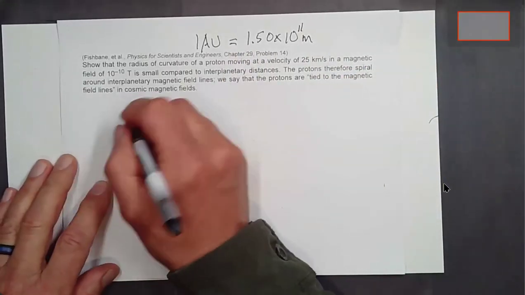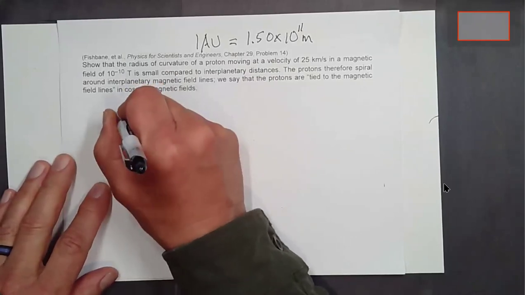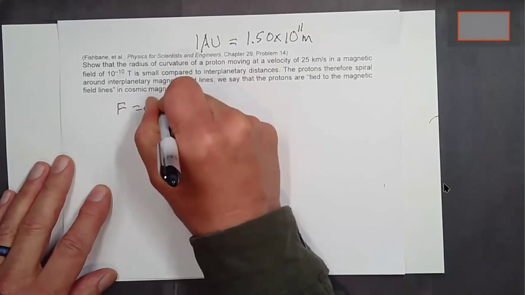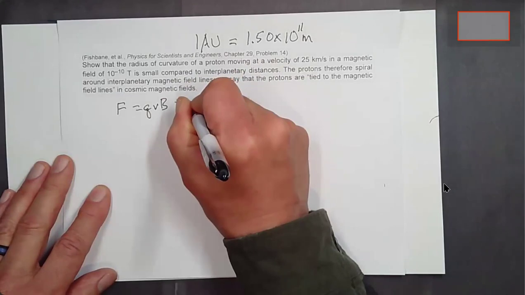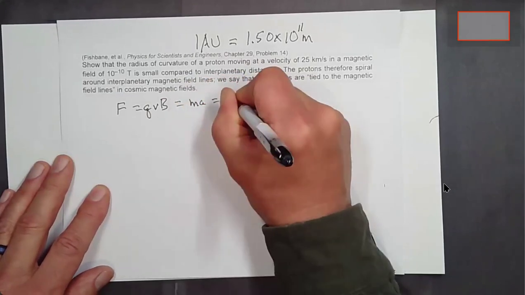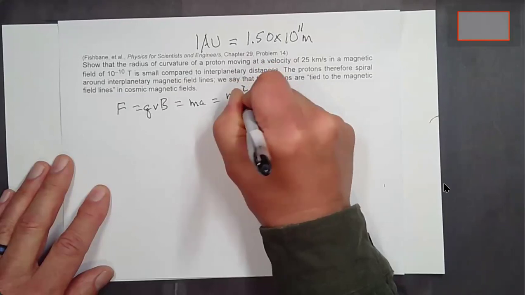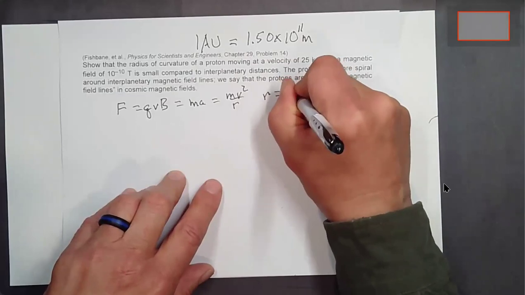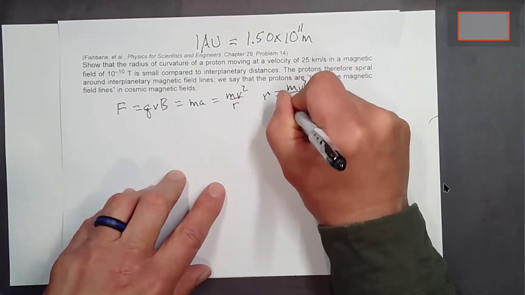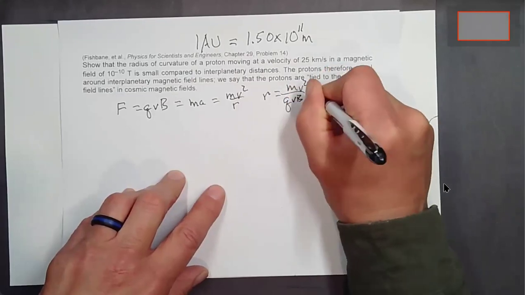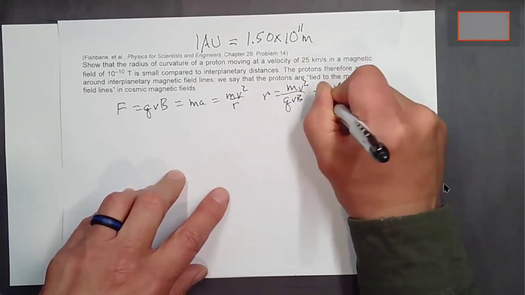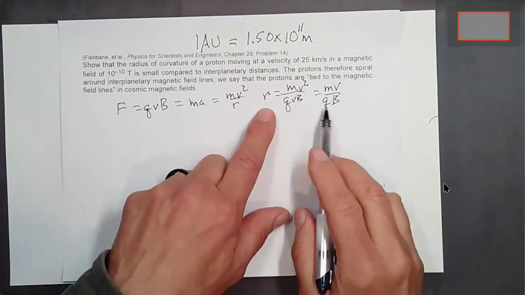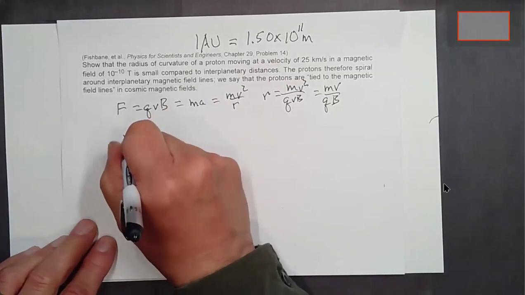Okay, so we just did a thing where we figured out the radius of curvature, but let's go through it again. F equals QVB equals MA, which for a circular path is MV squared over R. Or if we solve for R, we'll get R is equal to MV squared over QVB, which is MV over QB. All right, so this will just tell us the radius of curvature of these things traveling around.